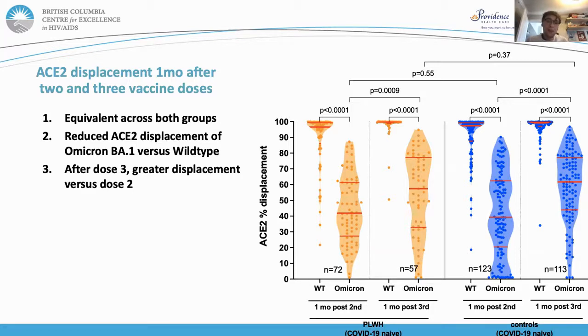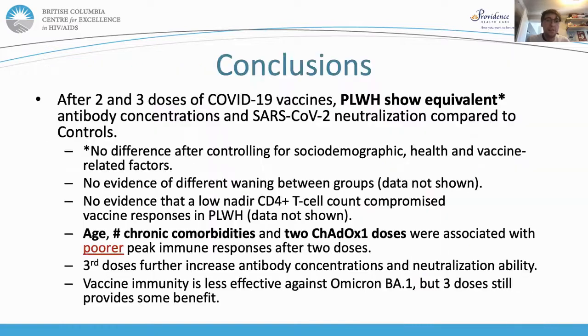And again, we're seeing that there is no statistical difference between the people living with HIV and control group. They mount equivalent responses in terms of ACE2 displacement. However, we do see a very striking difference between the variants. We can see that for wild type, people are mounting very good ACE2 displacement, nearing 100%. However, Omicron is mounting a much weaker response, and this is supported by the reports of immune evasion for Omicron BA1. And again, we see that the 3rd dose does provide that extra boost in immunity.